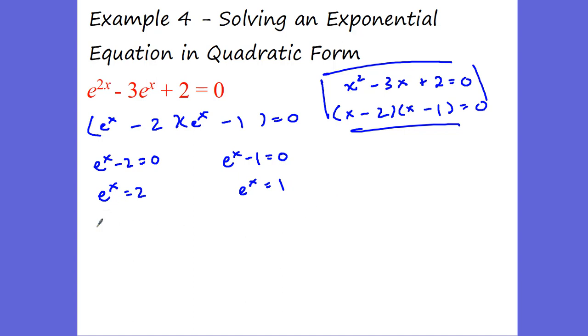What's the algebra of e? It's natural log. So x could be natural log of 2, or x could be natural log of 1. Natural log of 2 is 0.693. All my chemistry students know that number. And natural log of 1 obviously is 0. Now what you want to do is check these numbers back in your original equation. We check them in the original equation, and both of them do work, so both of them are legitimate answers.